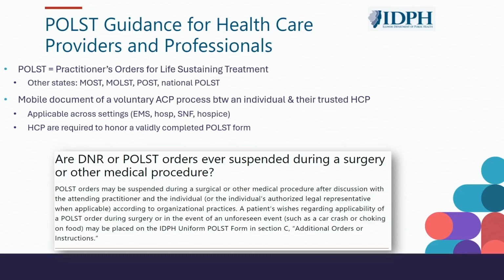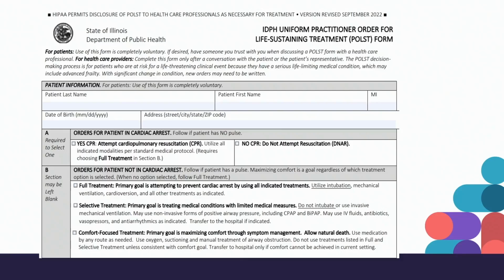Every state is a little bit different. There is this POLST document, or Practitioner Order for Life-Sustaining Treatment document. It may be called by different names in different states as well. It is a portable document about advanced care policies, a process where an individual does this with a trusted healthcare practitioner. It must be signed by a healthcare practitioner as well. At least in Illinois, healthcare practitioners are required to honor a validly completed POLST form with patients. So we do ask the patients for that.